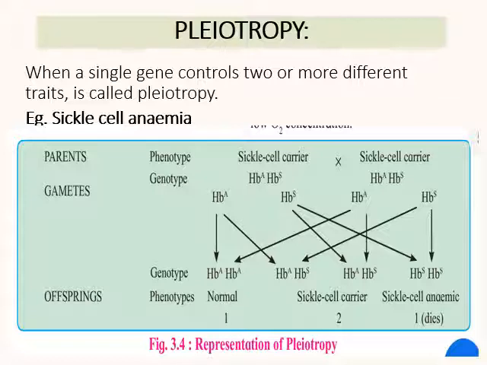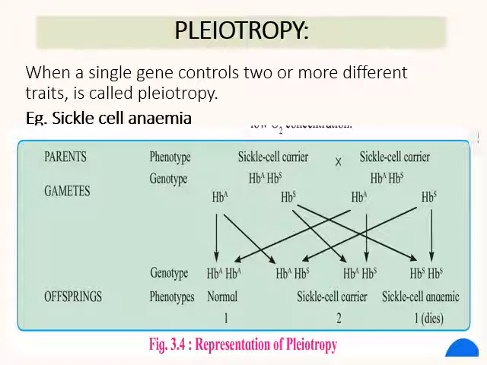Now we will study pleiotropy. When a single gene controls two or more different traits, it is called pleiotropy. Example is sickle cell anemia. Here, parents like sickle cell carrier and another sickle cell carrier showing the genotype HbA HbS. HbA HbA is the normal genotype, while the heterozygous genotype HbA HbS is crossed with a sickle cell carrier parent, that is HbA HbS, which is heterozygous.